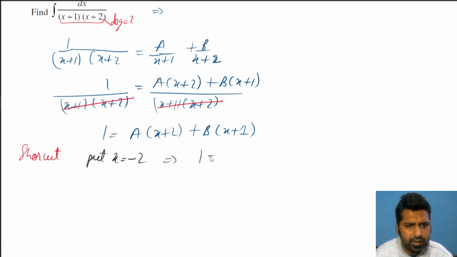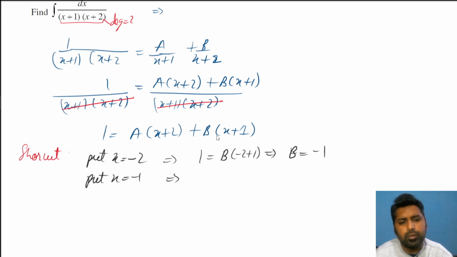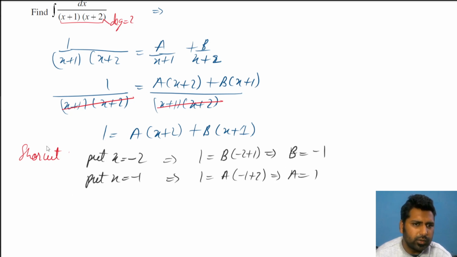So what will we have? 1 is equal to, this will become 0, and this will be equal to b into -2 plus 1, which gives us, this is -1, so b is -1. As simple as that. And this time, try to make this coefficient 0, so put x as -1. Remember, right now this is only 1, but if some expression of x is there, we'll put the value of x here also. So 1 is equal to a into -1 plus 2, so that gives you a as 1. Now we know a and b.